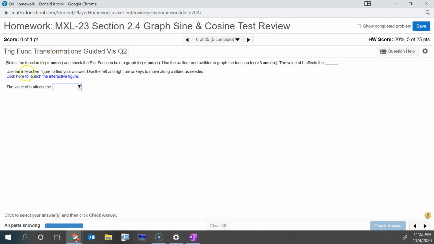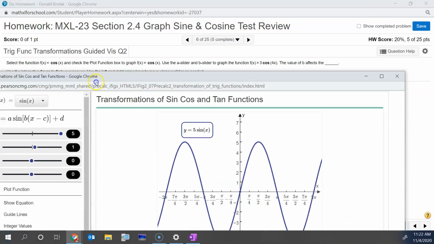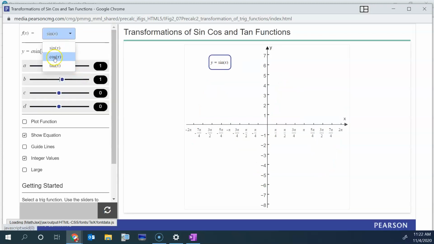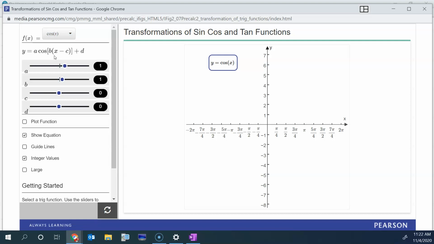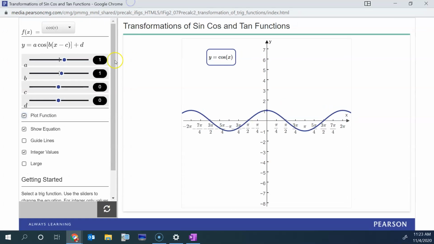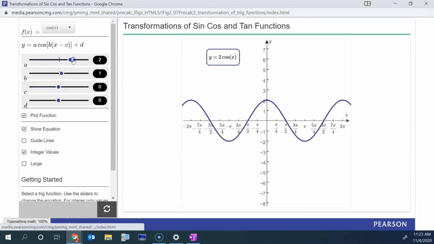All right, now you're going to change it to cosine, and you're going to use the A and the B sliders and figure out what the value of B affects the blank. Right? So launch this. I change this to cosine. Plot it. There's your cosine graph. All right, and then A is 3, B is 4. So I'm going to move A to 3.